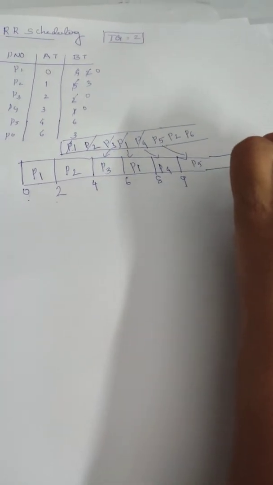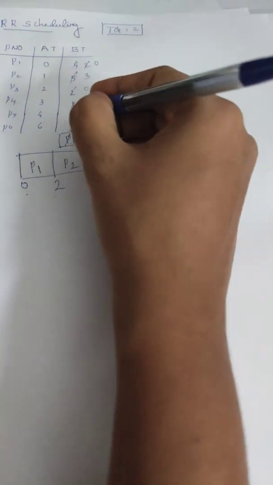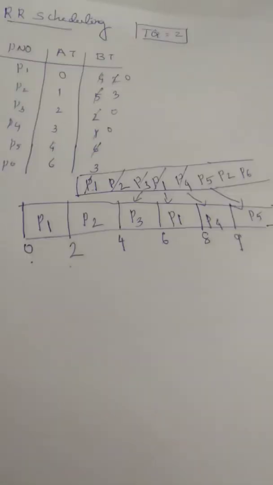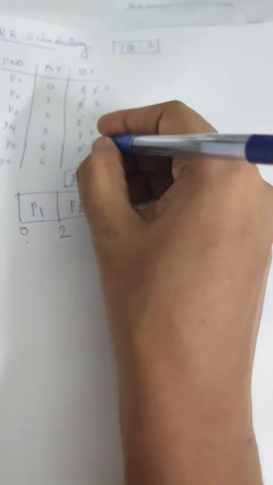Then you make use of P5. The total burst time for P5 is 6 milliseconds. You assign only 2 milliseconds, so the remaining 4 milliseconds is there. Again you put this P5 at the back of the ready queue. Now you assign P2.